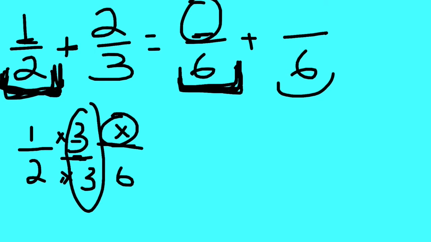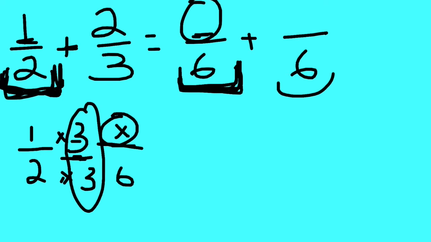What is 3 over 3? 3 over 3 is equal to 1. What is any number times 1 equal to? The exact same number. 2 times 1 is 2. Negative 1 times 1 is negative 1. 40 times 1 is 40. Same way, 1/2 times 1 equals 1/2.